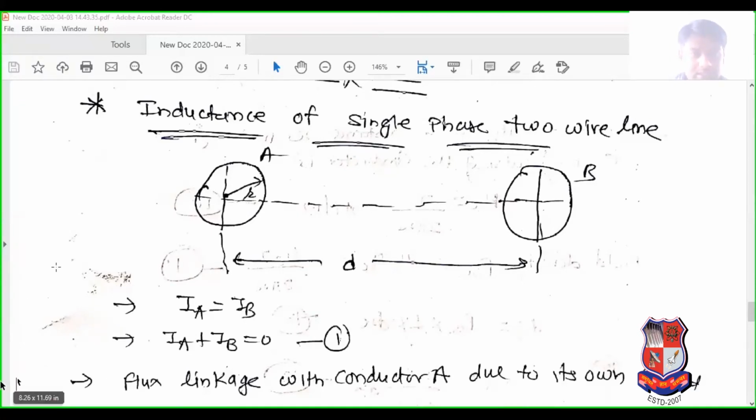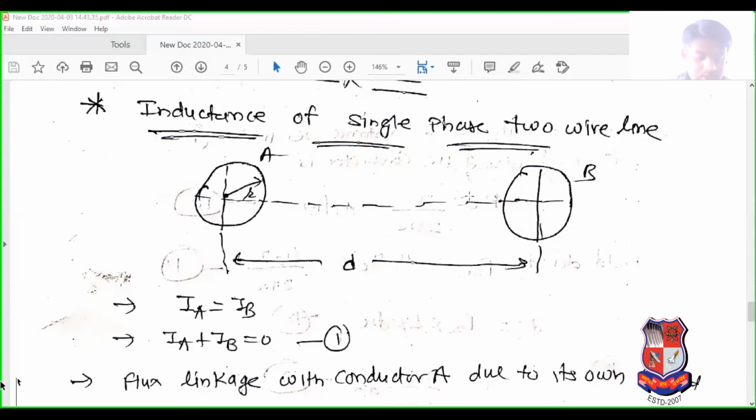Now consider a single phase overhead line. It consists of two conductors, conductor A as shown in this figure, conductor B as shown in this figure. The center to center distance between these two conductors is d meter, right? The radius of each conductor is r meter. Now the current flowing through conductor A is IA and through conductor B is IB, right?